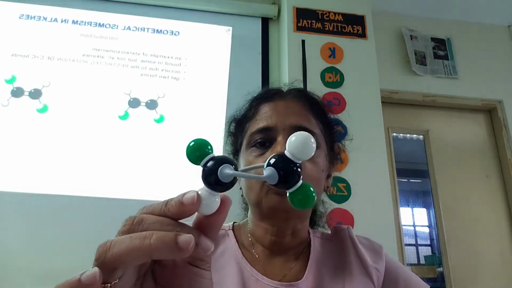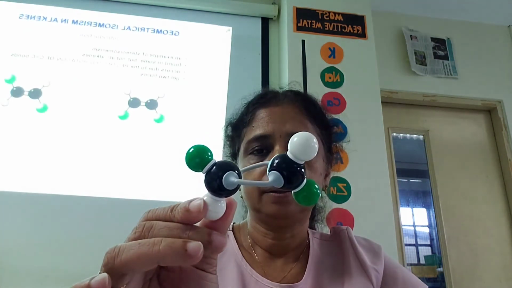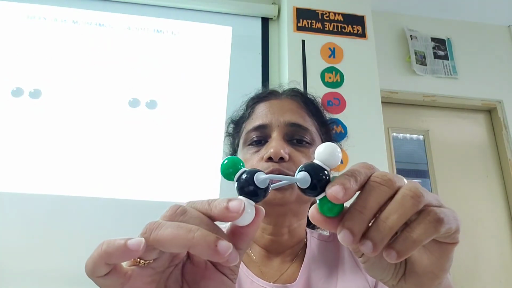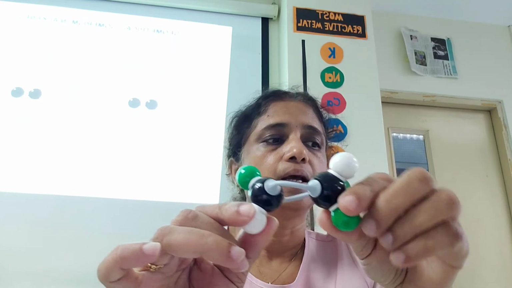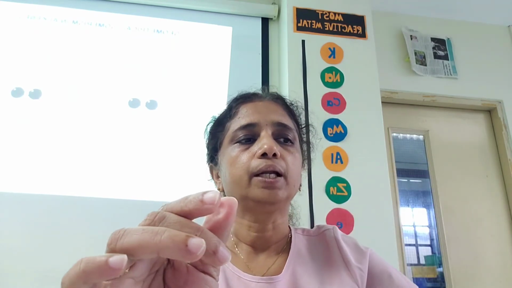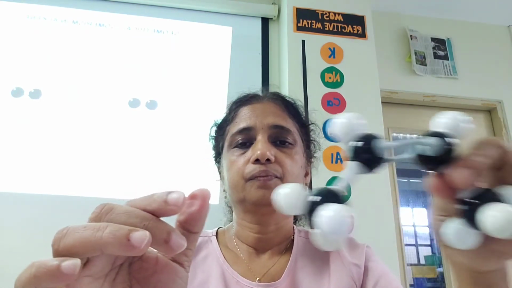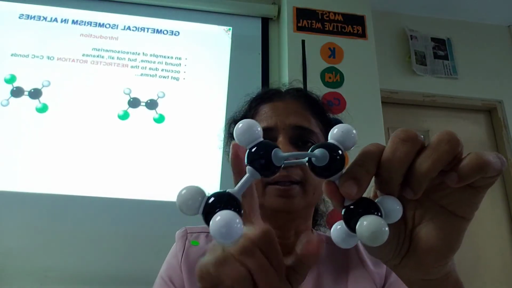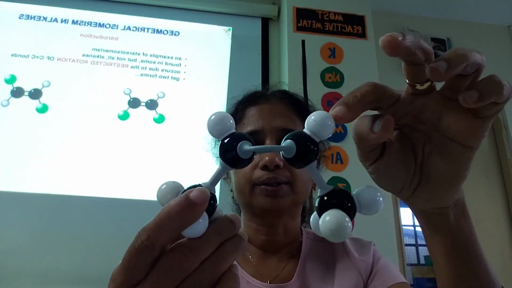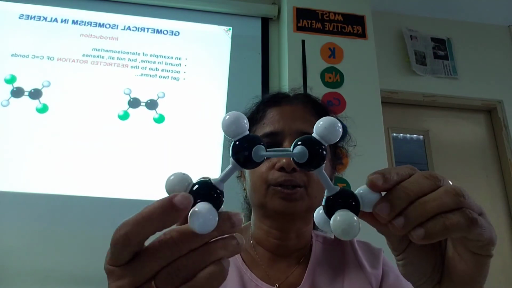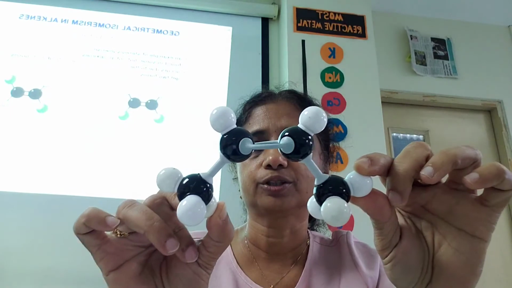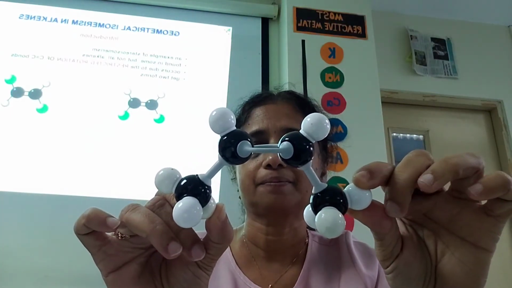So if you take the butene structures, you have 1-butene, 2-butene, and 2-methylpropene. The 2-butene will exhibit the cis-trans isomerism. So here you have the structure of 2-butene. In this case, the two hydrogen are on the same side and the two methyl groups are on the same side. So this is an example of cis-butene because the same groups lie on the same side.